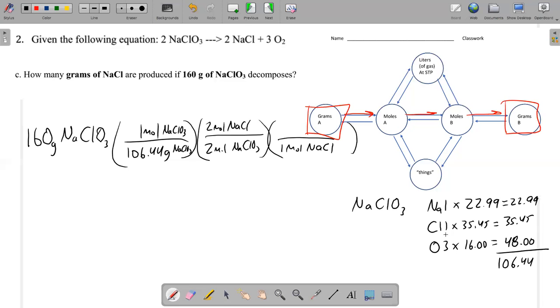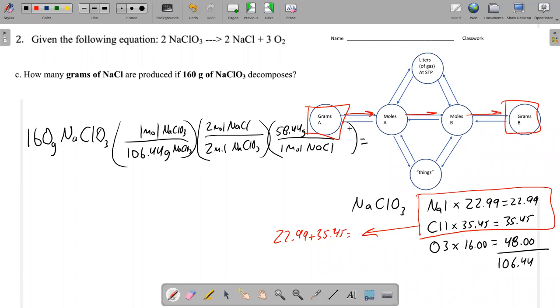And it turns out there's another little shortcut here. Because I've already done a bunch of math to calculate the formula mass for NaClO3, however much this is, it's really just the mass of sodium plus the mass of chlorine, 22.99 plus 35.45. That is the total mass for sodium chloride. So that's 58.44 grams. I kind of ended up writing on top of that. It's kind of a mess.